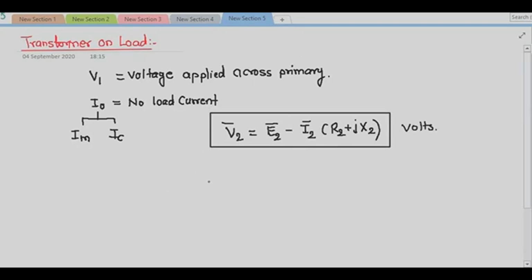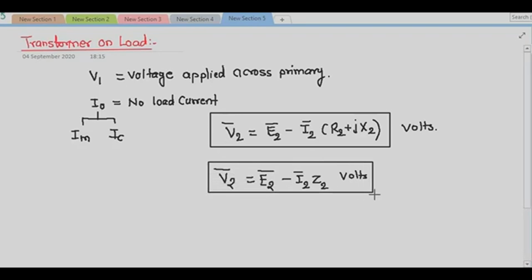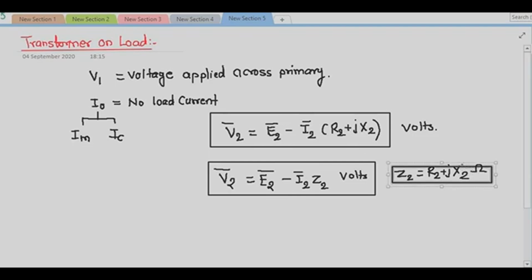Again, I can write down V2 is nothing but E2 minus I2 Z2 volts. What is Z2? Z2 is nothing but the impedance of the secondary winding. Your Z2 is nothing but R2 plus jX2 ohm. So, I2 into R2 and X2 is nothing but your I2 Z2.